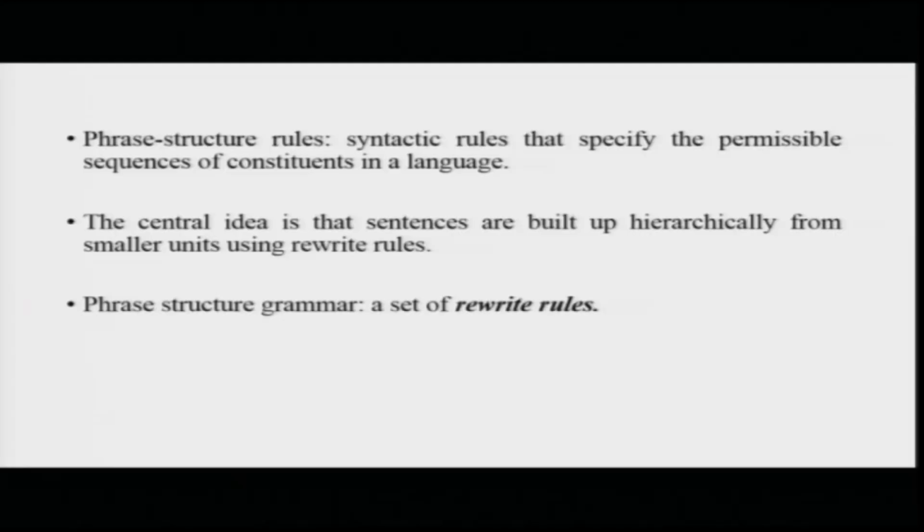Now, there are particular rules by which these phrases are constructed and combined. Okay. So, syntactic rules that specify the permissible sequences of these constituents in the language are referred to as phrase structure rules. The central idea here is that these sentences have to be built up in a hierarchical fashion, one structure then another structure then the other structure. That is typically how the larger body of language will be constructed. These rules are referred to as rewrite rules.